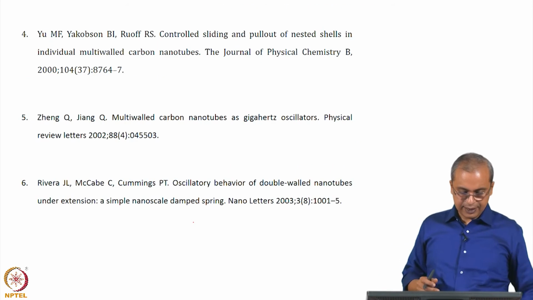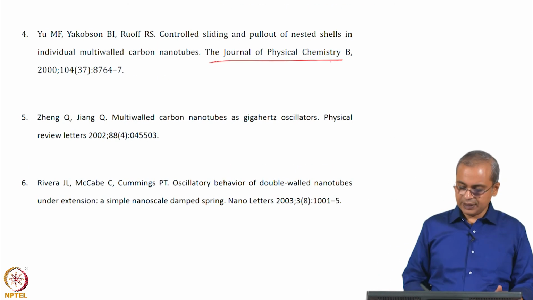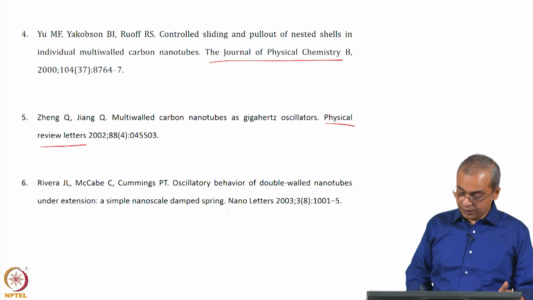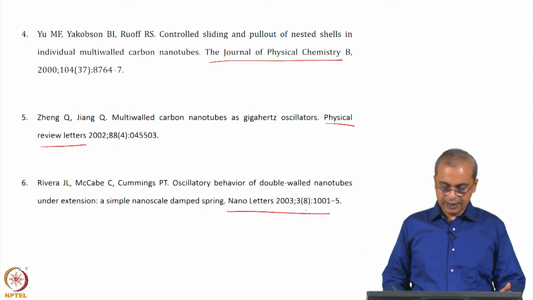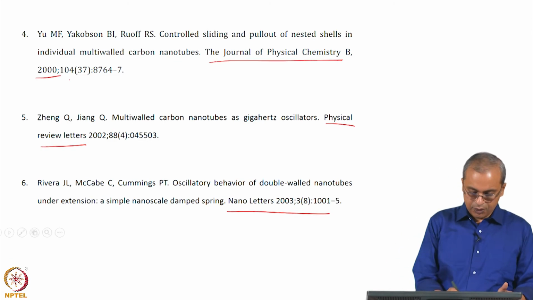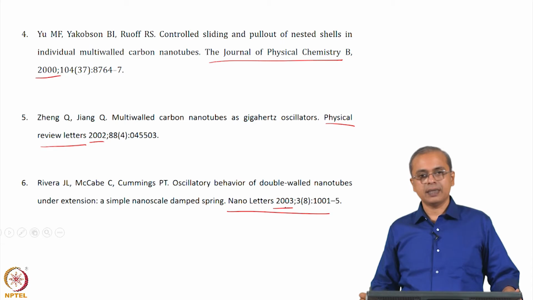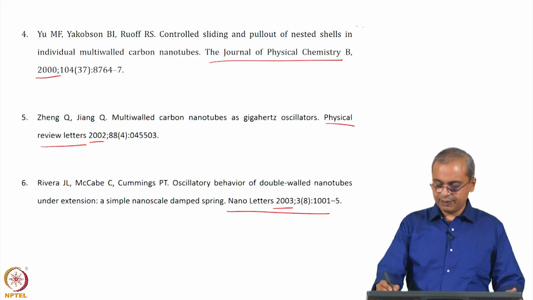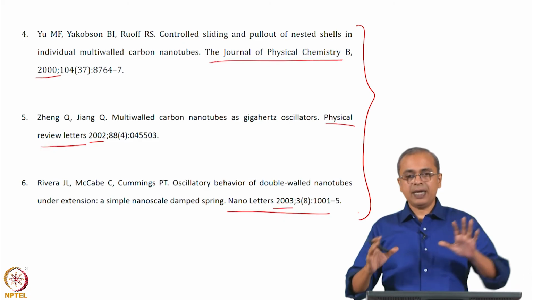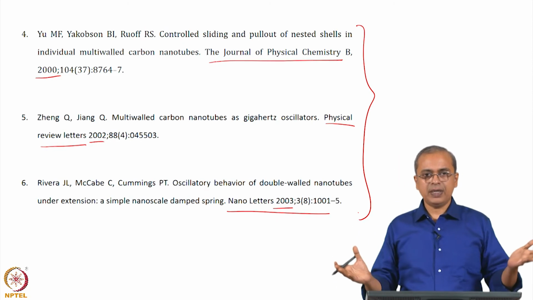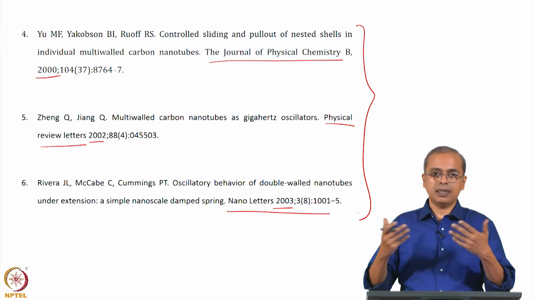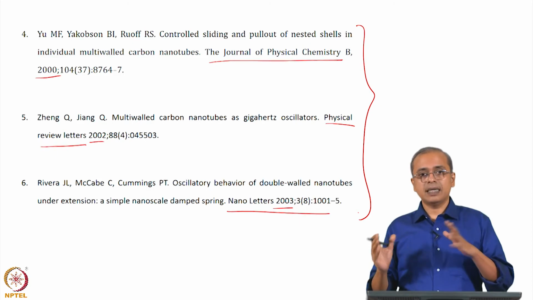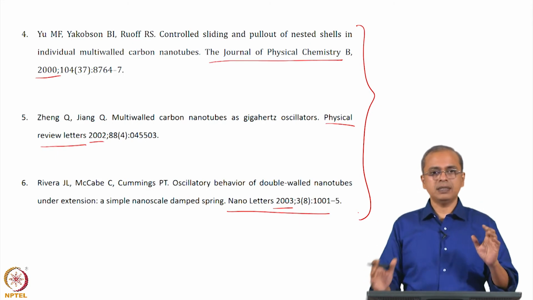Again, these references are here, in different journals: Journal of Physical Chemistry B, Physical Review Letters, Nano Letters. These are all very prestigious journals. You have work from 2000, 2002 and 2003 in very prominent journals where this has been published. Given that they are all very good journals with good review processes, and also we have different authors in completely different groups coming up with values that are consistent with each other, we can put reasonable faith in this.